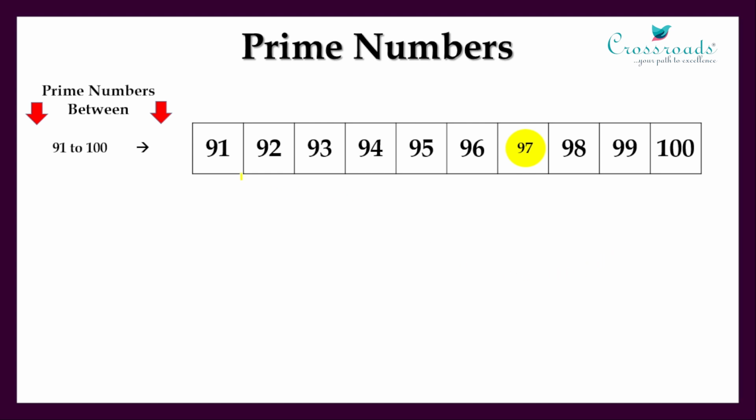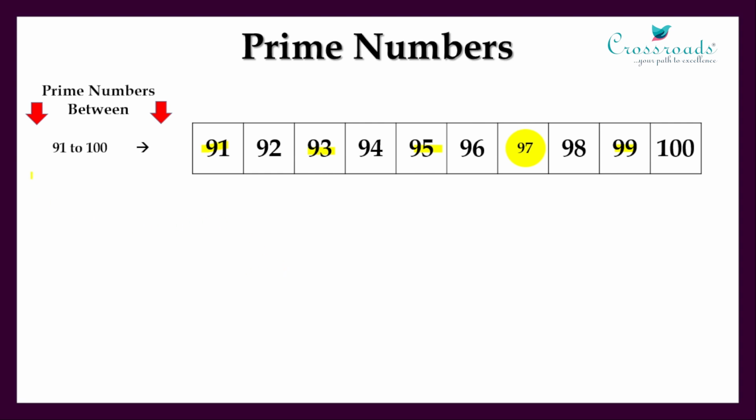Now we are left out with which other numbers? 91 we are left out with. We are left out with 93, 95 and 99 as such. So 91 is a multiple of 7. 7 13s is 91. Hence it becomes a composite number.